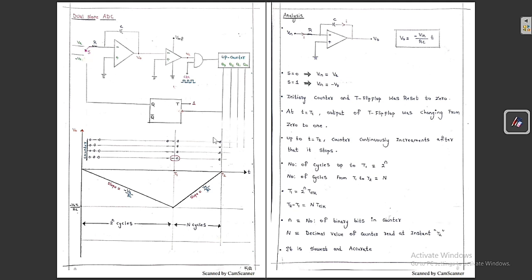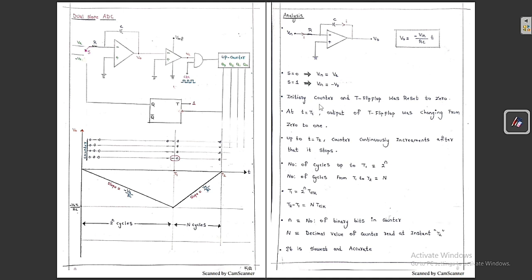So whenever the triggering occurred, then Q becomes 1. So Q is equal to 1 means switch is equal to 1 means the input voltage is equal to minus VR. So initially the switch is at VA and later the switch is at minus VR. And the number of clock cycles here is 2 to the power of n clock cycles, and here it is n clock cycles. So initially the counter and the T flip-flop were reset to 0.